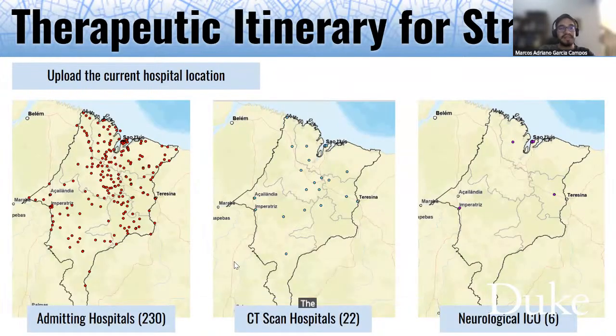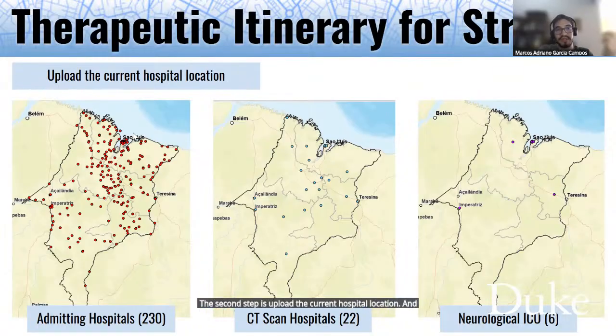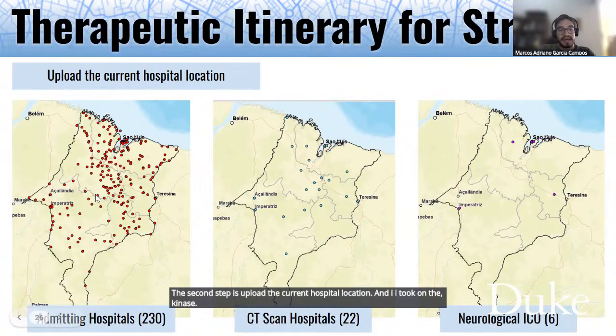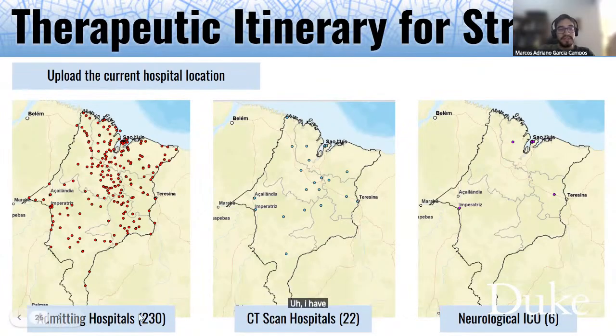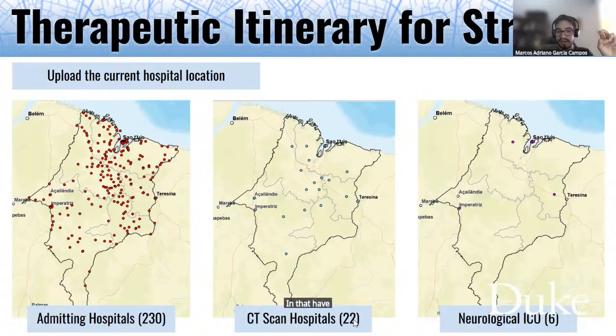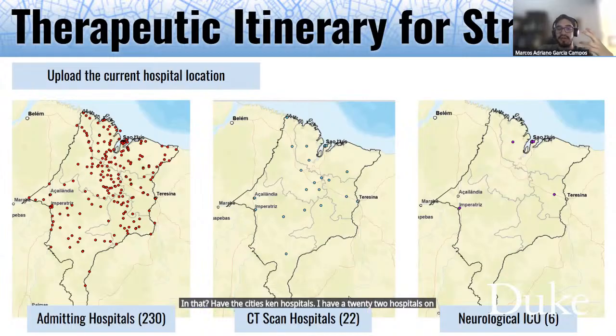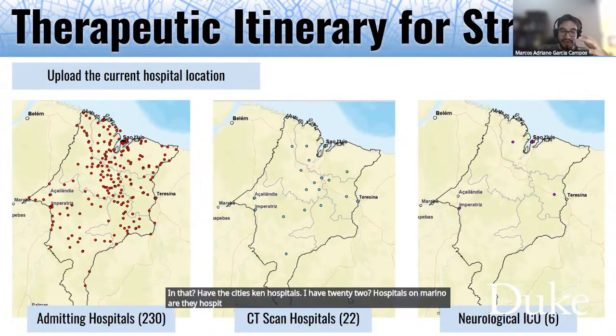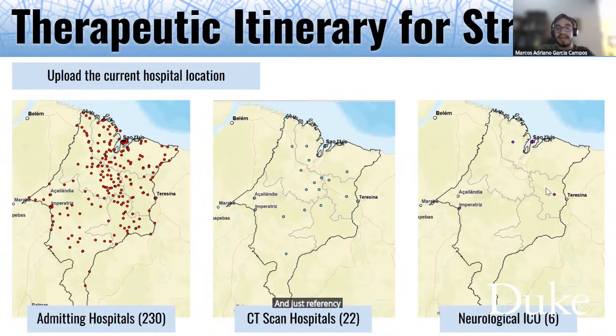The second step is to upload the current hospital locations, which I took from KINES. I have 230 admitting hospitals in Maranhão, which are the open door hospitals, and I have the CT scan hospitals. I have 22 hospitals in Maranhão, which are hospitals that are not open door, just referral hospitals. And I have neurological ICU units. We have only a few in Maranhão, only 6.